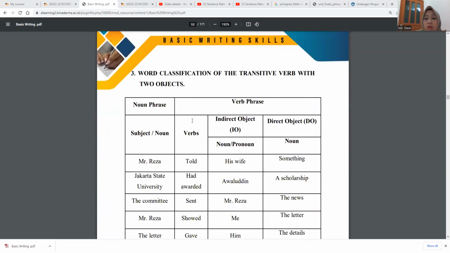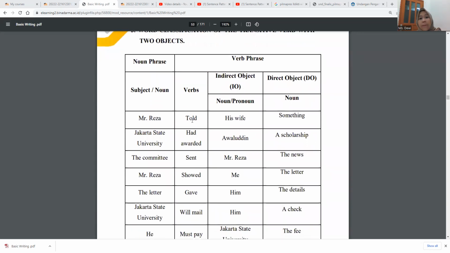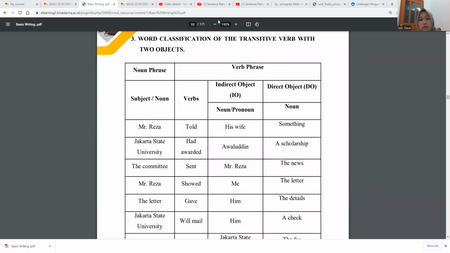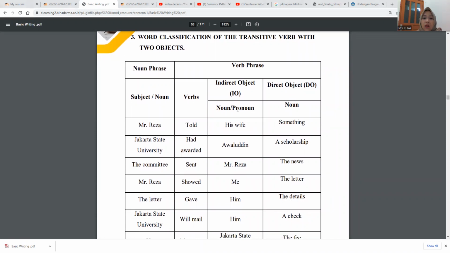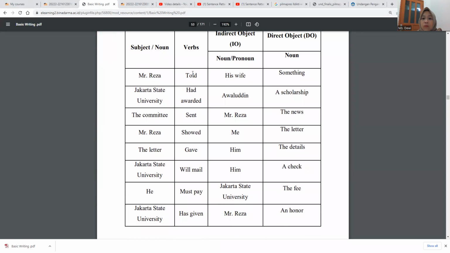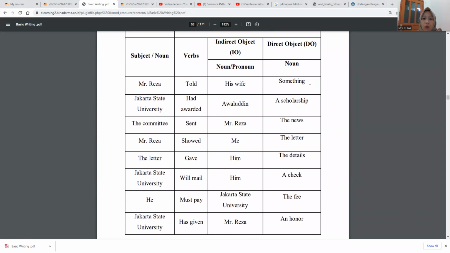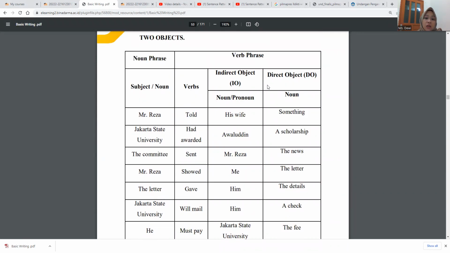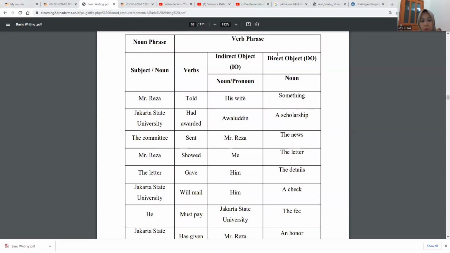Okay, let's continue. So this is the explanation. Word classification of the transitive verb with two objects. You can see here we have subject, noun, verbs, and then we have indirect object and also direct object. You can see the classification here. Jadi yang kedua, Jakarta State University itu sebagai subjek, verbnya had awarded, and then indirect object itu bisa noun atau pronoun, Awaludin, and then noun as the direct object is a scholarship. Ya, jadi dia ada dua subjek, harus dipahami mana yang indirect, mana yang direct.